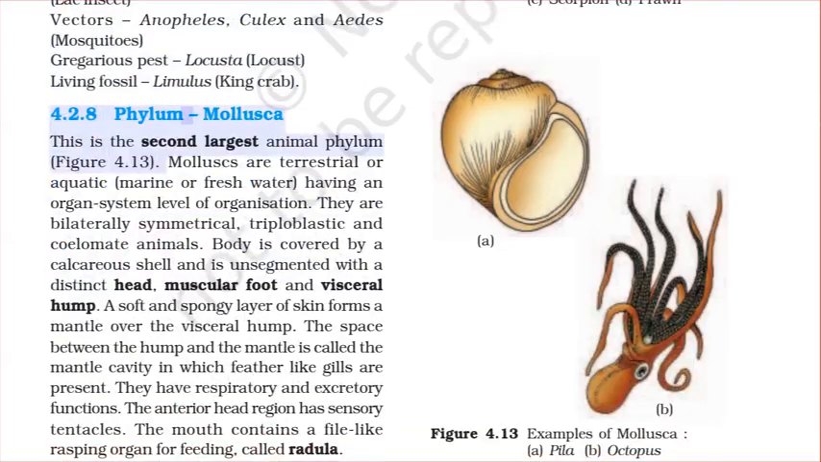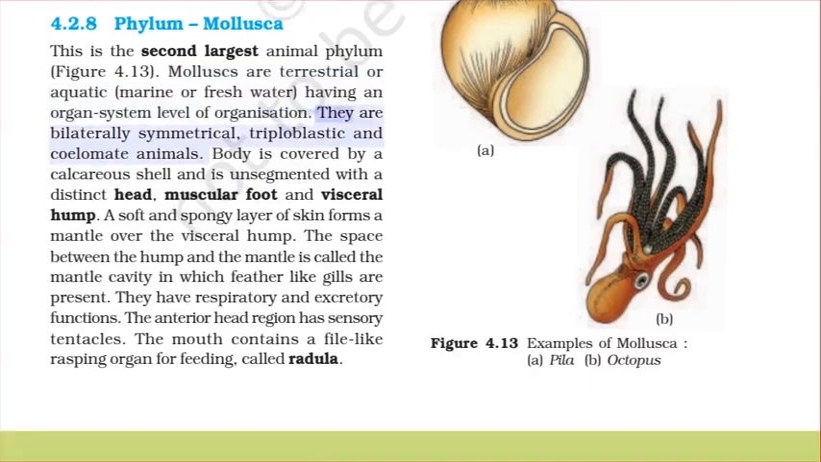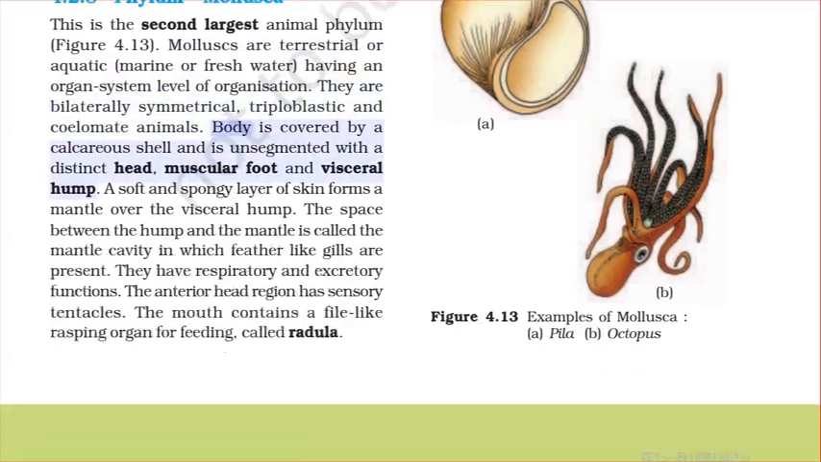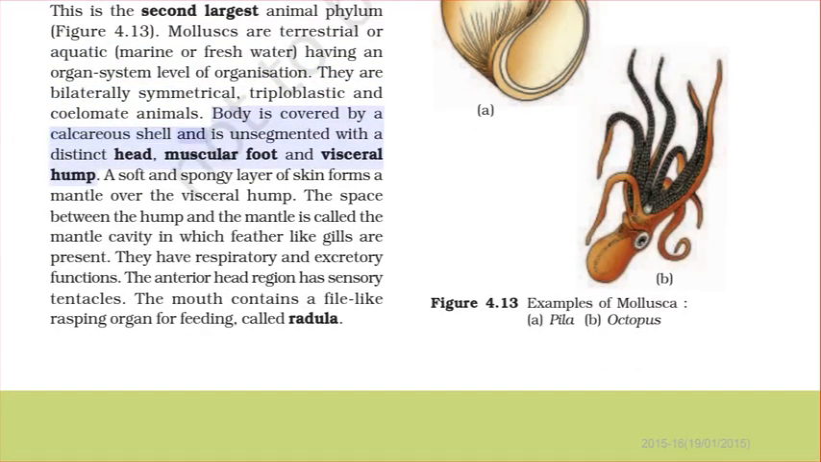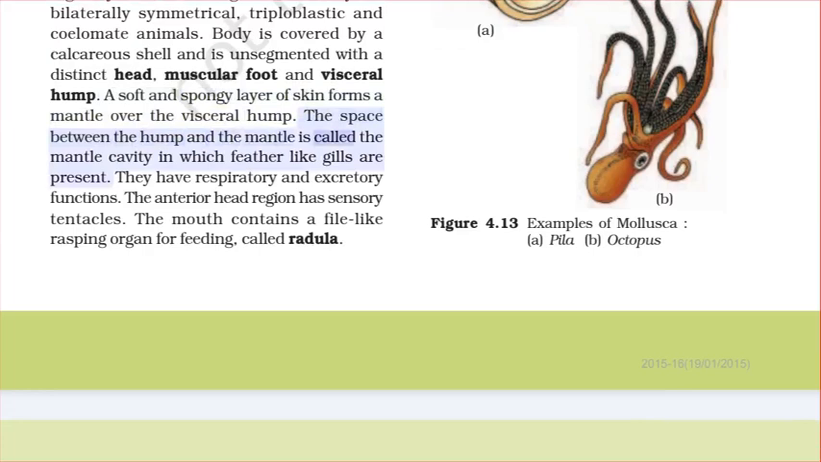4.2.8 Phylum Mollusca. This is the second largest animal phylum, figure 4.13. Molluscs are terrestrial or aquatic, marine or freshwater, having an organ system level of organization. They are bilaterally symmetrical, triploblastic, and coelomate animals. Body is covered by a calcareous shell and is unsegmented with a distinct head, muscular foot, and visceral hump. A soft and spongy layer of skin forms a mantle over the visceral hump. The space between the hump and the mantle is called the mantle cavity, in which feather-like gills are present.